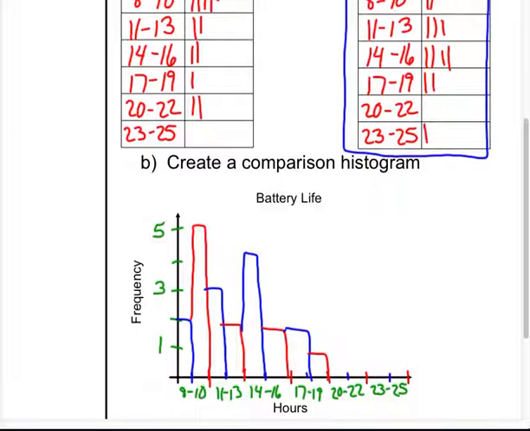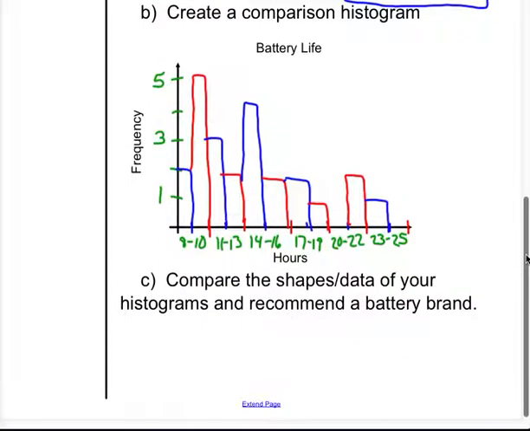And 20 to 22 was empty on the blue brand, so on the red brand it had a frequency of 2. And my 23 to 25 had a frequency of 1 for my blue brand and 0 for my red brand. So what I would probably do to clarify the data a bit more is actually shade the bars blue or red, because right now it's a little hard to look at. But to save time, I'm just going to go ahead and make my key. I would say my blue bar is brand 2, and my red bar is brand 1.